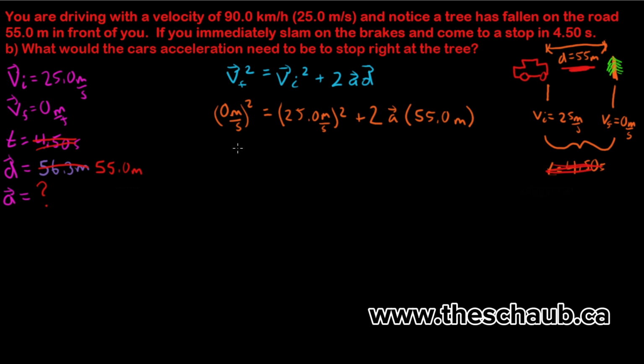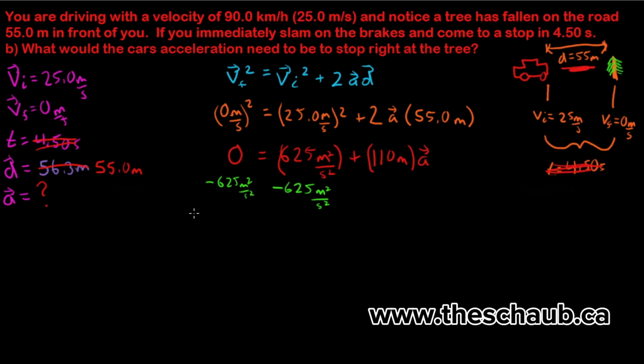Here, 0 squared is 0. This is equal to 25 squared, which gives us 625 meters squared per second squared, plus 2 multiplied by 55 gives us 110 meters, and our variable A. We need to get A all alone, so we start by subtracting 625 from both sides.